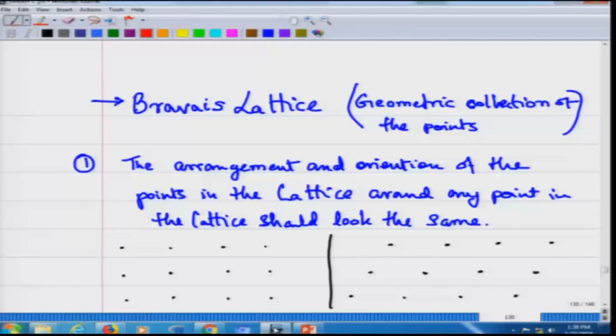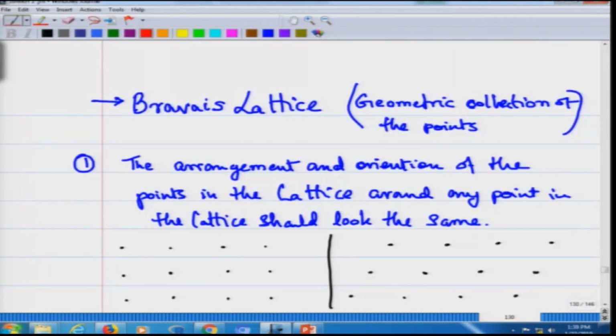So, while describing the crystalline solid, we saw that we have to break up the crystalline solid into first a geometrical structure, namely a lattice, and that lattice has to be a Bravais lattice, and a basis, which is the atoms that you will put at every point on the Bravais lattice. And what is the requirement for the Bravais lattice? First is that the orientation and arrangement of atoms at any point has to be exactly the same. The arrangement of points around any point in the lattice has to look exactly identical.